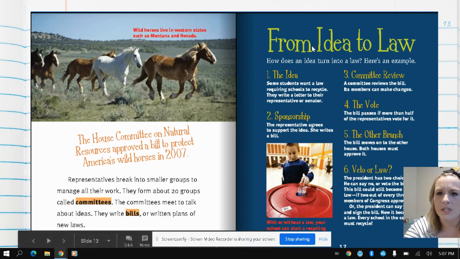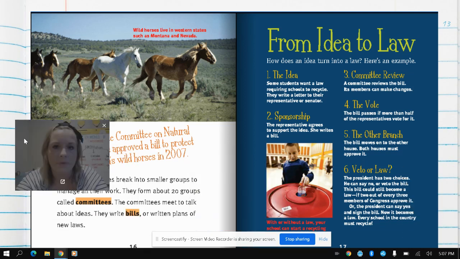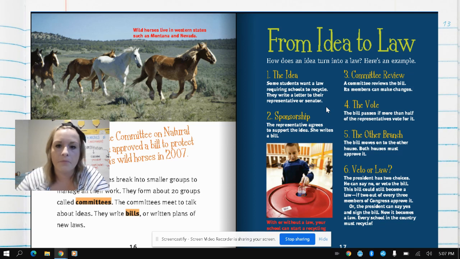Over here on page 17, we're going to talk about from an idea to a law. So, how does an idea turn into a law? Here's an example. Number one is the idea. Some students want a law requiring schools to recycle. They write a letter to their representative or senator. Two, then sponsorship. The representative agrees to support the idea. She writes a bill. Number three, there's now a committee review.